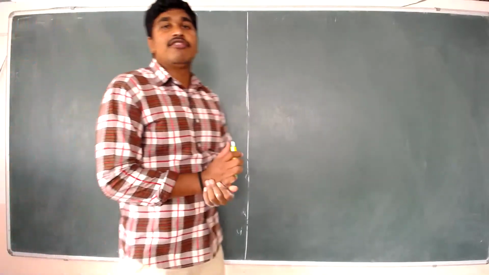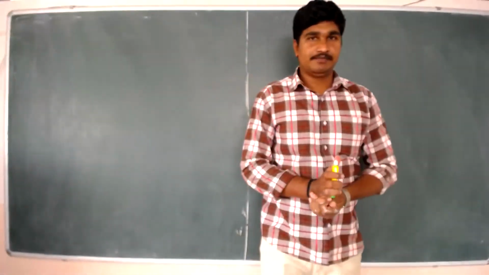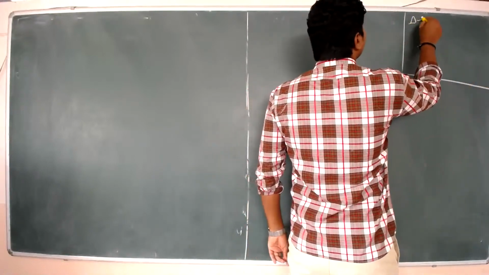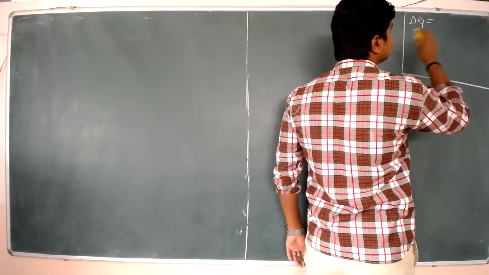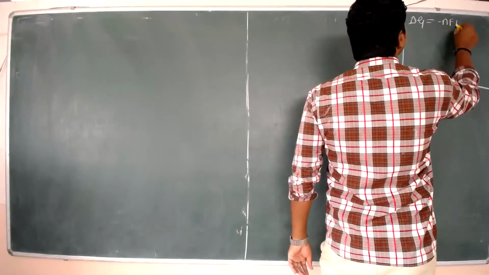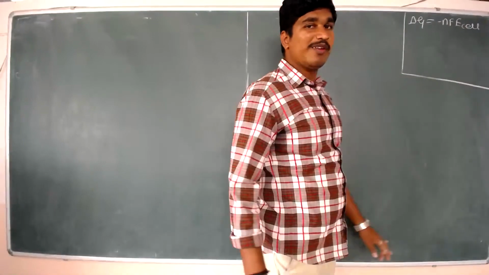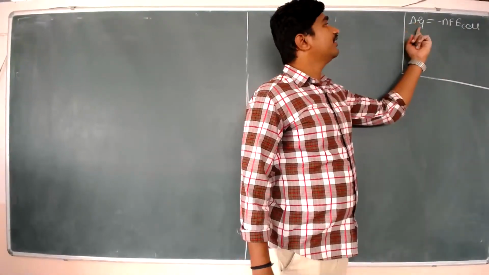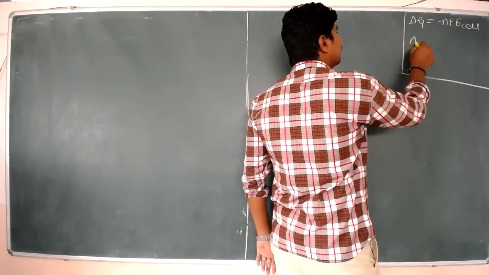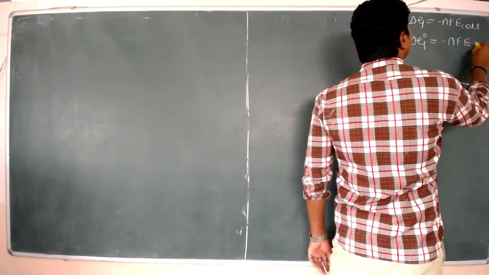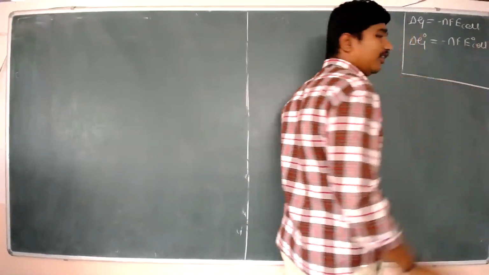Now, we will solve a few numericals on the same formula. What is the formula? Delta G is equal to minus nFE cell. It is for any cell, whatever may be the concentration. If the concentration is 1, that is a standard cell, then delta G naught is equal to minus nFE naught cell.